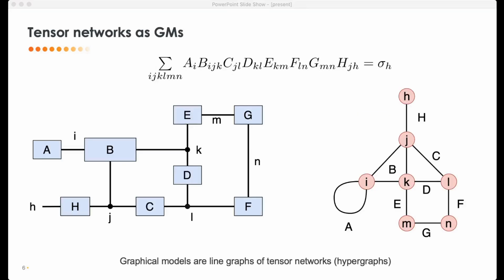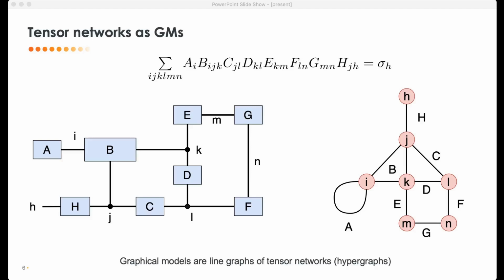It turns out that tensor networks are line graphs of graphical models, which means that if you replace all edges in a tensor network by vertices and all vertices by cliques, then you get a graphical model. Here on the left, there is an example of a tensor network, and look at the tensor B, which has three indices I, J, and K. And on the right, it is represented by a clique in a graphical model, also called B, on vertices I, J, and K.